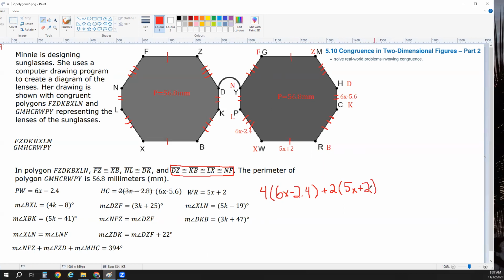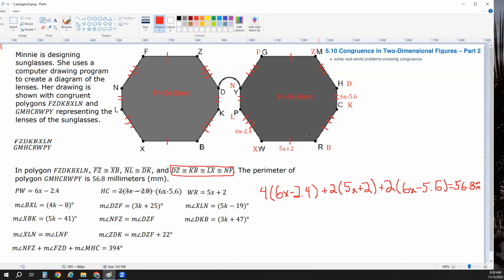All right. And then how many of the double notches do I have? I have 2 of those. So let's see. So I go plus 2 times 6x minus 5.6. All right. And this is a perimeter, and it equals 56.8 millimeters.